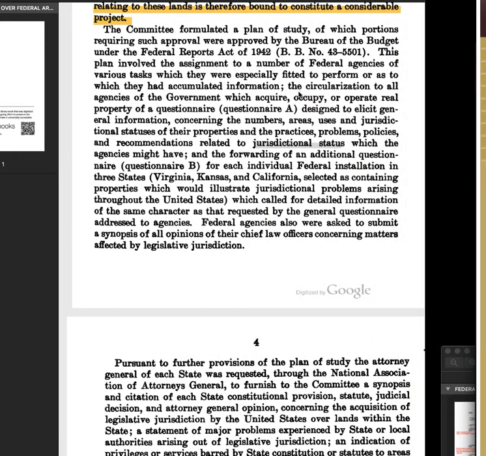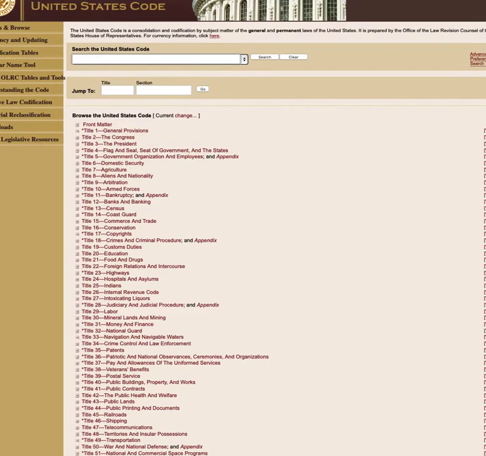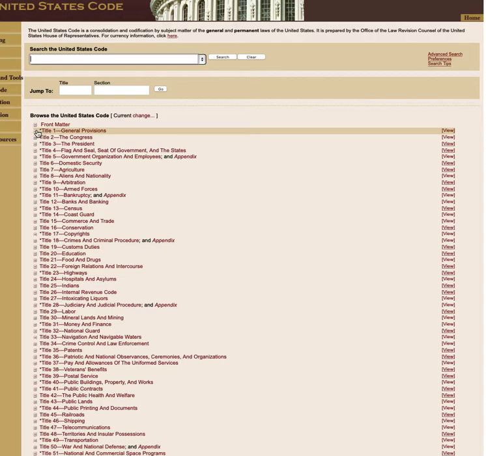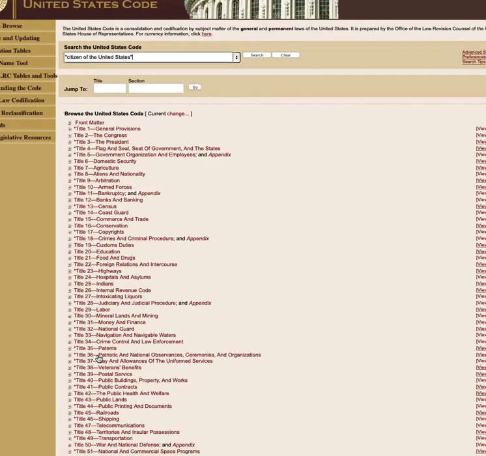Okay, so I want to show you something else that goes along with this small section of this report. And that was like some of the first laws. Like some of these didn't come out until the 1940s. But you look at this, this is the Office of the Law Revision Council, United States Code, and you can search words like citizen of the United States, and because my computer's slow, it's going to take a little while, but it'll search that word for all these titles.